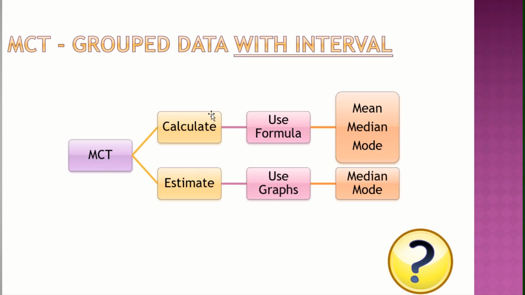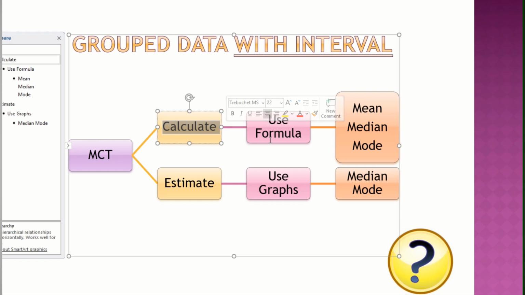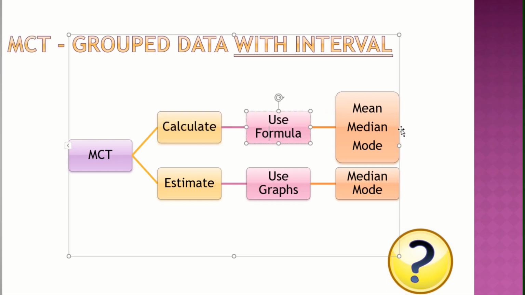Okay, so now there's two ways to calculate and estimate MCT. If you calculate, you will be using formulas, all right? Mean, median, and mode, we will use the formulas that I just went through with you. Estimate, you will use graphs. You can only estimate median and mode. Mean, you cannot estimate. Mean is always calculated.